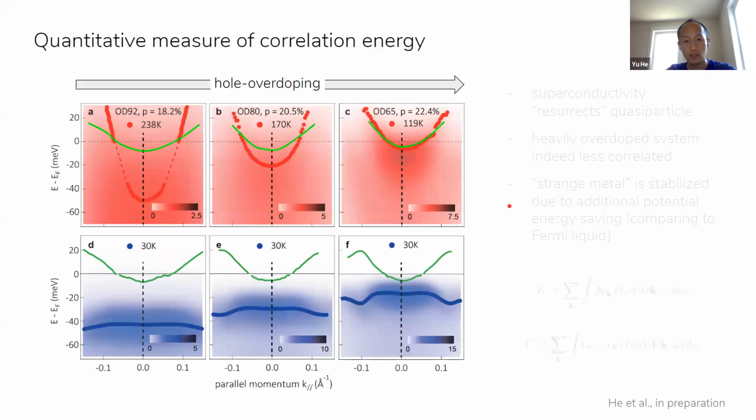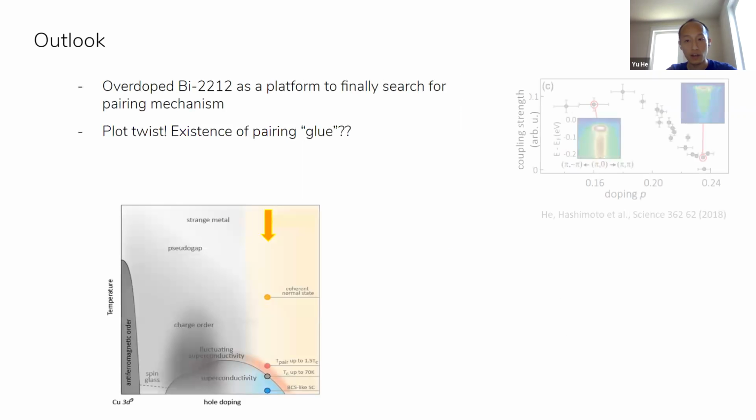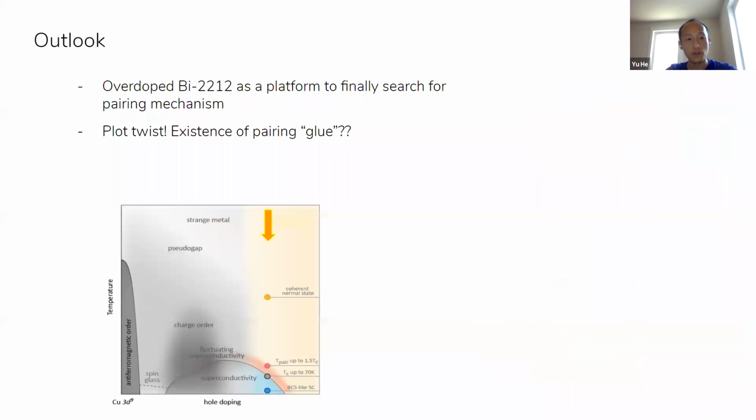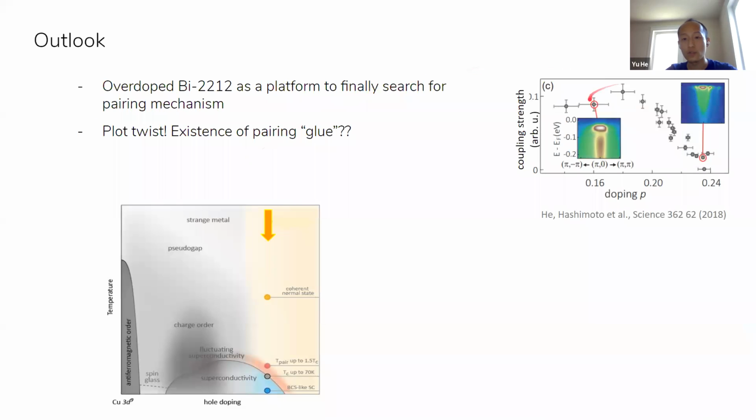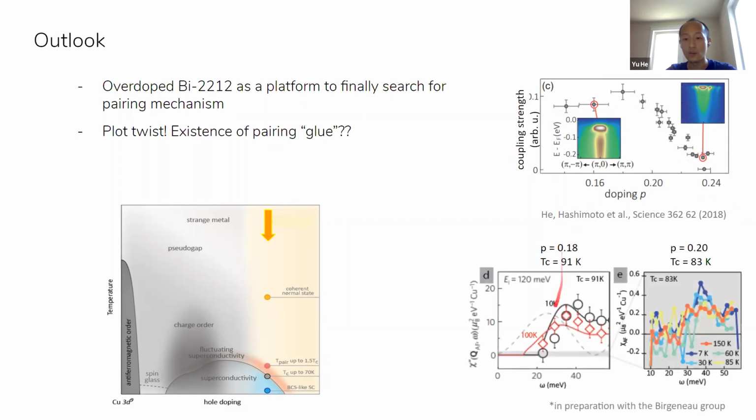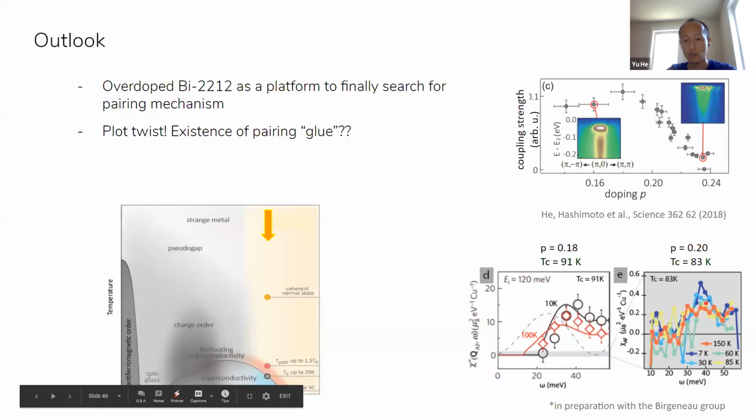I'm going to go to the outlook and to stimulate some thoughts. First, we intend to promote the overdoped Bi2212 as a platform to finally search for the pairing mechanism, now that the normal state property and superconducting state property start to behave very well. But there's a plot twist: we both looked into the electron-phonon coupling strength, which plummets in the overdoped range, and also measured with Bob Birgeneau's group in Berkeley the magnetic excitation strength in Bi2212.